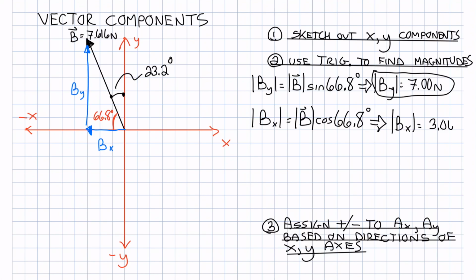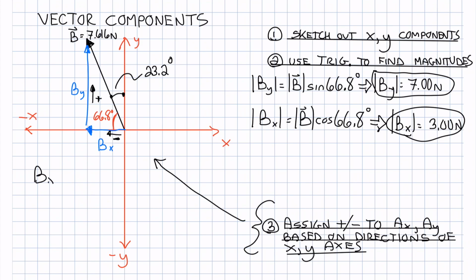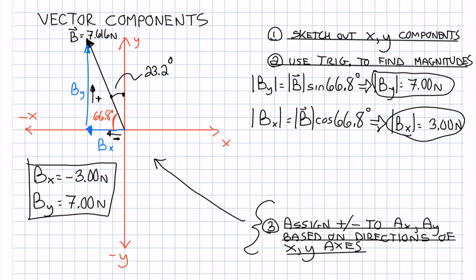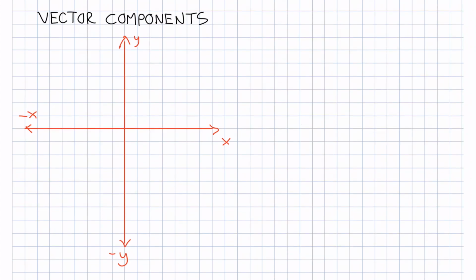Now we have to go on to step 3 to find direction. Okay, let's go on to step 3. Now this time you'll notice that bx is pointing in the negative x direction, and by is pointing upwards in the positive y direction. So what we get overall for the components of b is bx is equal to negative 3.00 newtons, and by is plus 7.00 newtons.